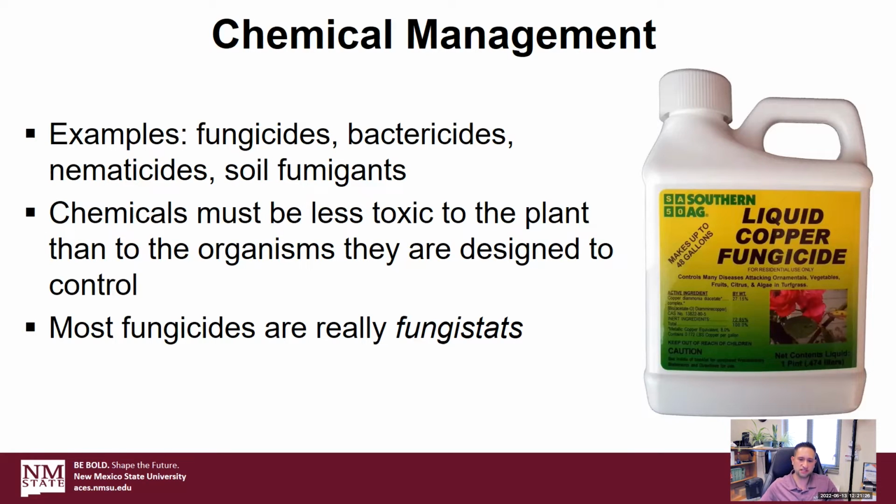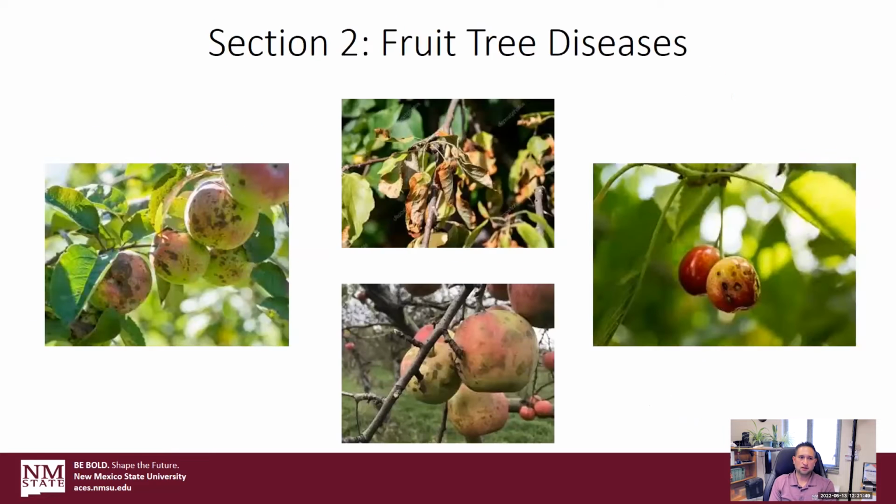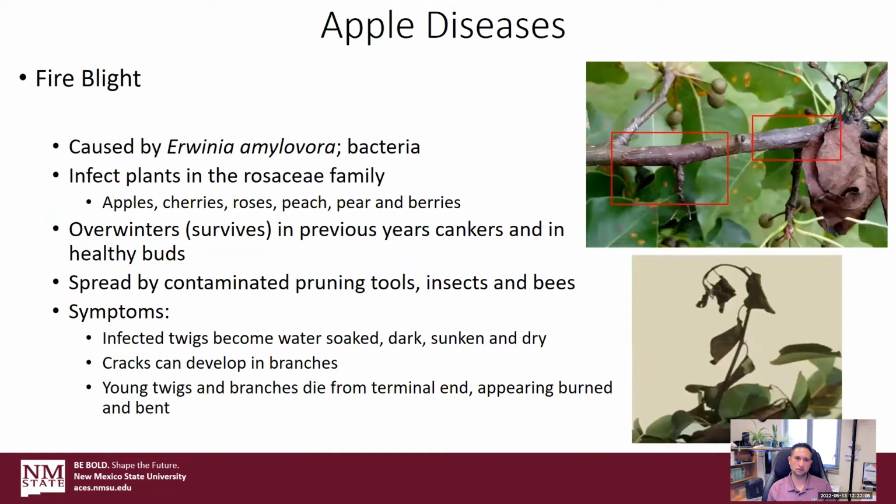And then a lot of these fungicides that are out there are really fungostats, meaning they kind of just temporarily stop the growth of these fungi. It doesn't really remove them or kill them. It just renders them unable to grow for a short time period. All right, so now we're done with that small review. Then we'll go straight into fruit tree diseases, and I just kind of listed the ones that we see most often, and then we'll work from there.